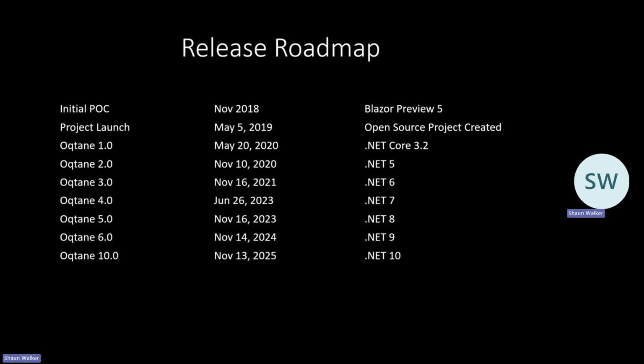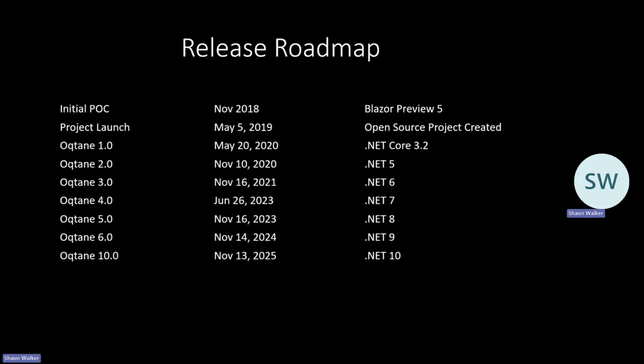The initial framework code was uploaded. The community could get involved. In May of 2020 was the official launch of Oqtane 1.0, and that was on .NET Core 3.2. And then we've ever since followed the release schedule of .NET itself. So every time there was a major release of .NET, we would have a major release of Oqtane. And usually that would happen in November of each year.